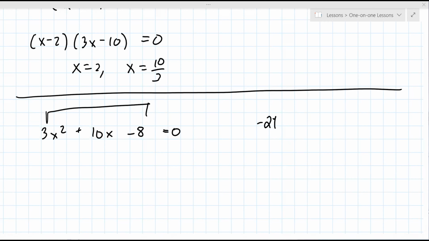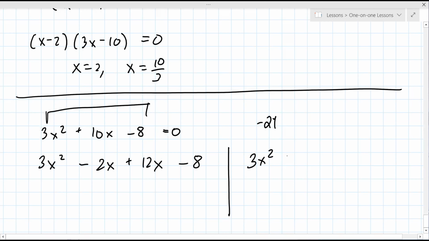Okay, I found it. What did you come up with? It should be negative 2 and 12. So 3x squared minus 2x plus 12x minus 8. Now, are you comfortable answering this question? All I did was switch the middle two terms. Does this also work? Yeah. Okay, yes. Which one appears to be better for factor by grouping now?